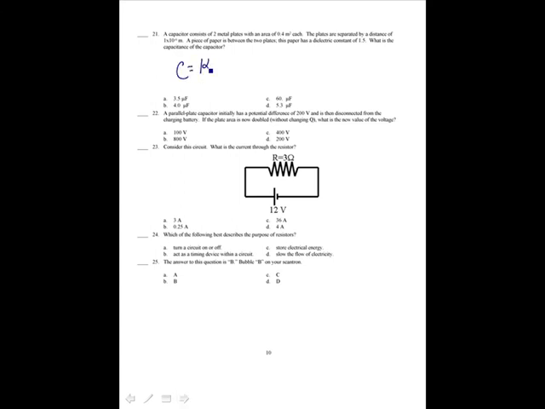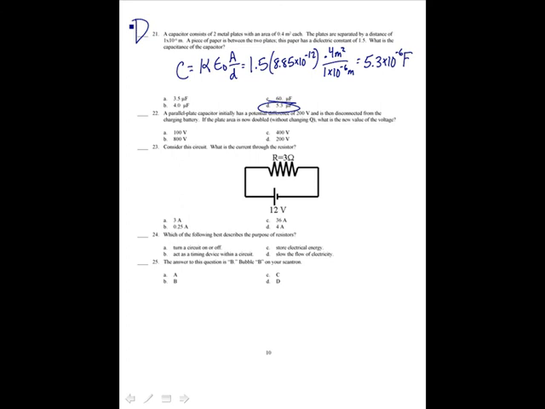Alright, we're just plugging in the numbers here. Kappa epsilon naught A over D. Kappa is 1.5, that's the dielectric constant. Epsilon naught is 8.85 times 10 to the minus 12. A is given, it's 0.4 square meters. And D is 1 micron, or 1 times 10 to the minus 6 meters. Plug those numbers in, you get 5.3 times 10 to the minus 6 farads, or 5.3 microfarads. That's D.